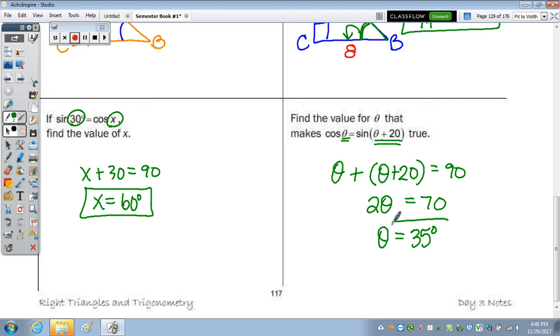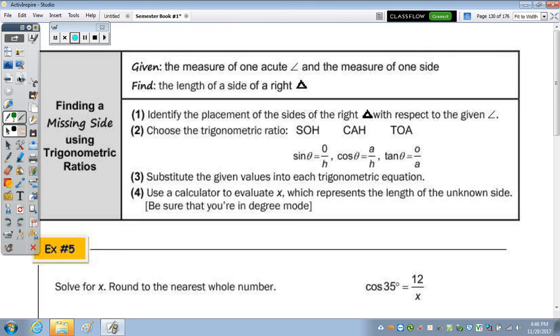On the back side, we're now going to use the trig ratios to find a missing side. We did use Pythagorean theorem to find the missing side of a right triangle as a squared plus b squared equals c squared. Now we're going to be given an angle measure. So given the measure of one of the acute angles and the measure of one side, we can find the length of the side of the right triangle.